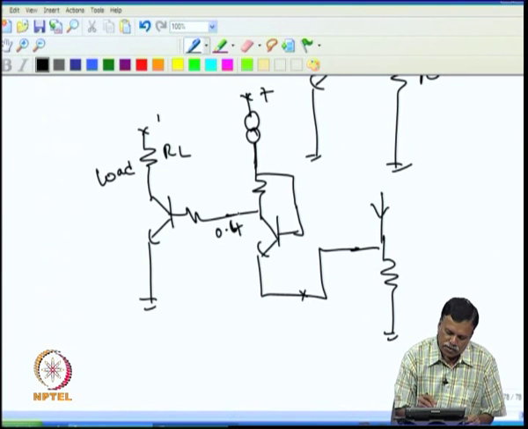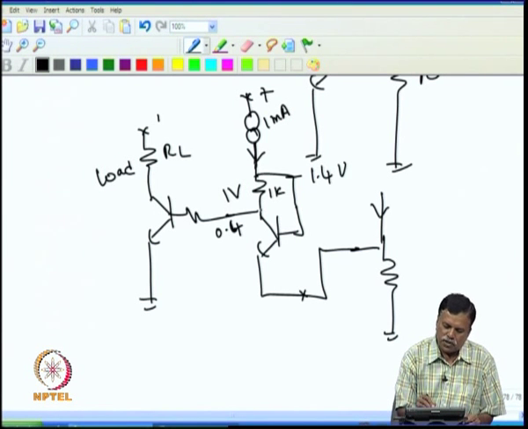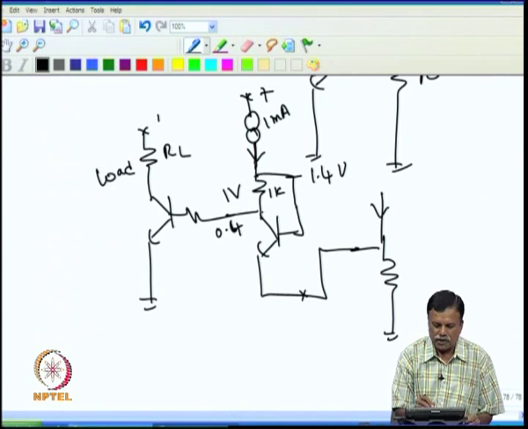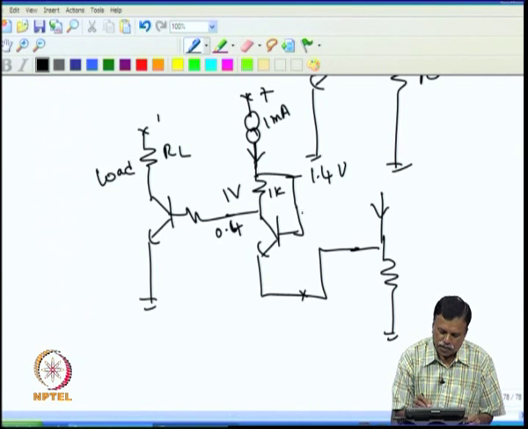For example, if this is 0.4, whatever current is flowing will also flow through this, and assume this is 1k, then you need a 1 volt drop across this, and this point goes to 1.4 volt, because the current is 1 milliampere. So, 1 milliampere flowing through this produces 1 volt. If this switches at 0.4, then automatically this goes to 1.4. This and this are at the same temperature, so this also needs only 0.4 volt difference.